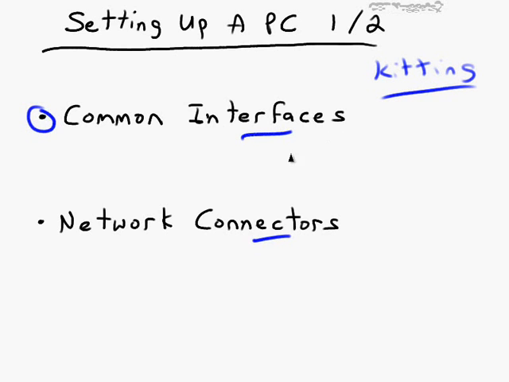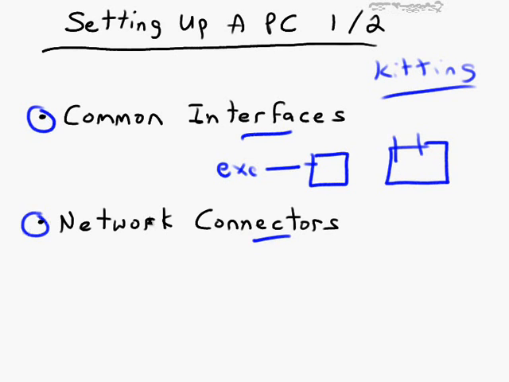An interface, you'll recall, simply refers to the connection point between two pieces of hardware. This could be an external device interfaced to the computer's motherboard, or it could be inside the case on the motherboard directly, interfaces between internal devices like hard drives, optical drives, RAM modules, CPU chips, and the motherboard circuitry itself. Then we'll pay particular attention to network connectors.